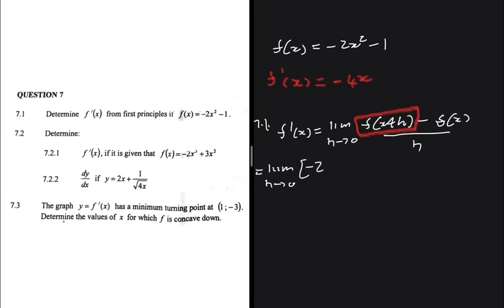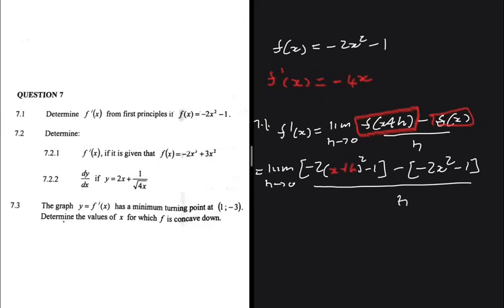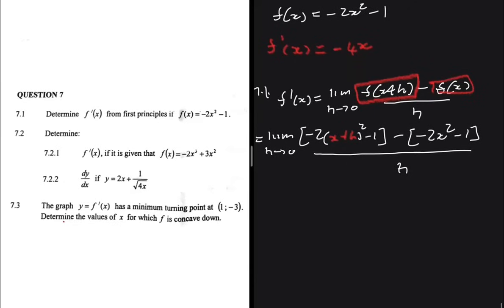Let me show you how it will look. So we have minus 2x squared. So instead of x, we're going to put x plus h. Right, and then we square that, and then we have our minus 1 right there. So we are done with the first part. And then the second part, we're just subtracting f of x as it is, right? So if we do that, we're going to have minus 2x squared minus 1. And then we're going to divide everything by h. This is how you do differentiation using first principles. Now we just have to do a bit of algebra. Let's go ahead and do that.